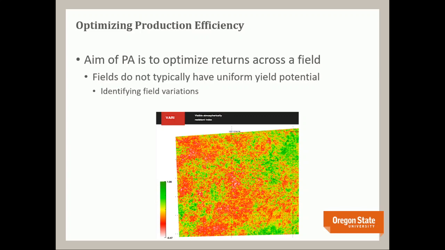Optimizing production efficiency: the aim of precision agriculture is to optimize return across a field. Fields do not typically have uniform yield potential. Identify the field variation as described in the picture, the variation in the field shown with different colors.